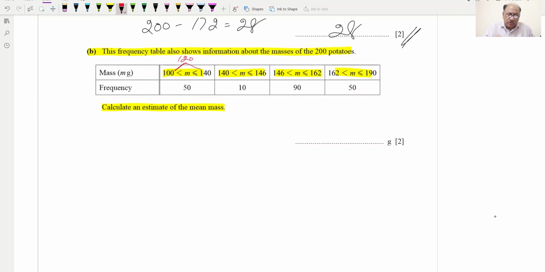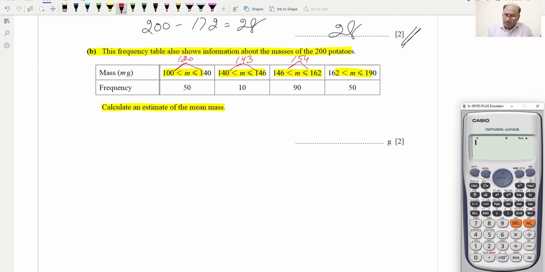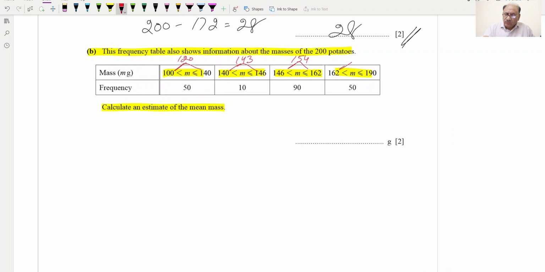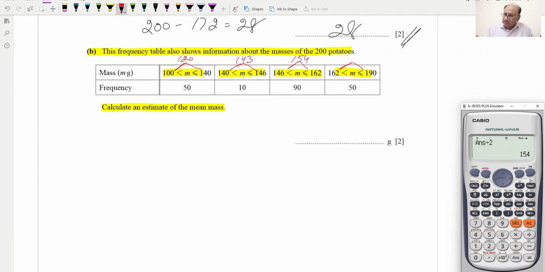This will be 120, and the mid-range of 140 and 146 will be 143, and the mid-range of 146 and 162 is 154. You can add, you can use a calculator: 146 plus 162 and divide it by 2, you will get 154. So this is how we are calculating the mid-range. So 162 plus 190 divided by 2 gives us 176.